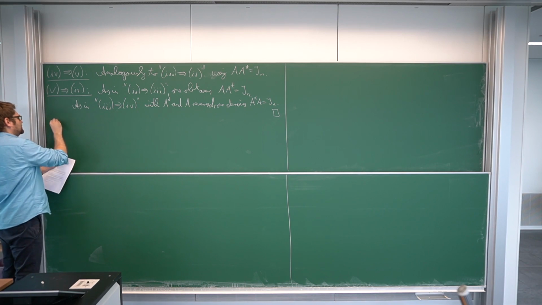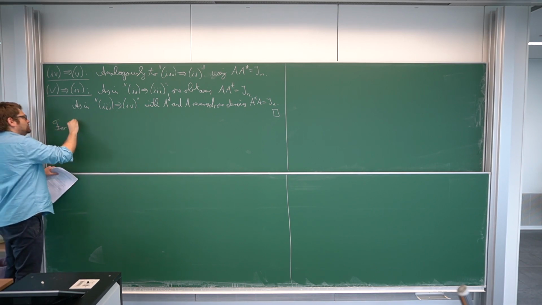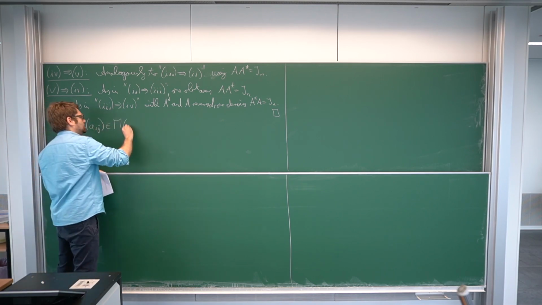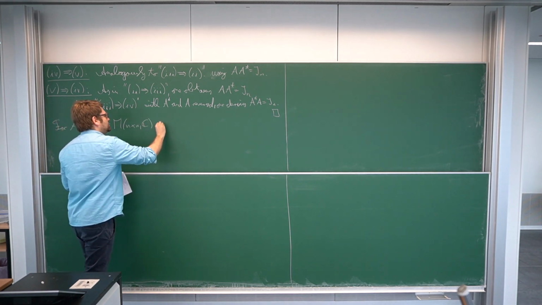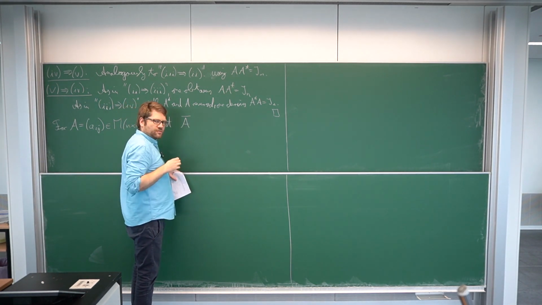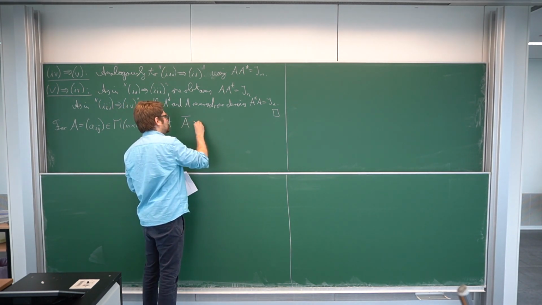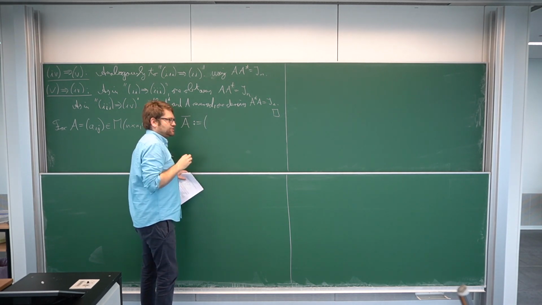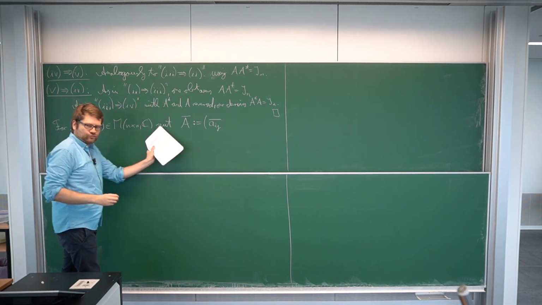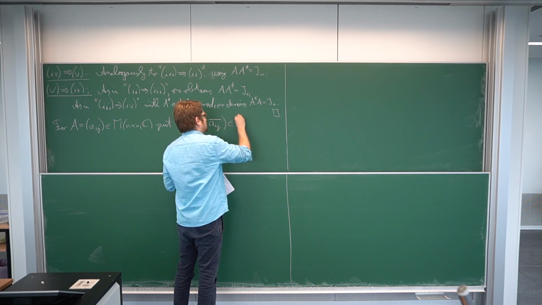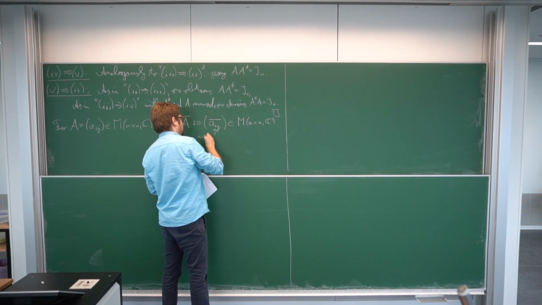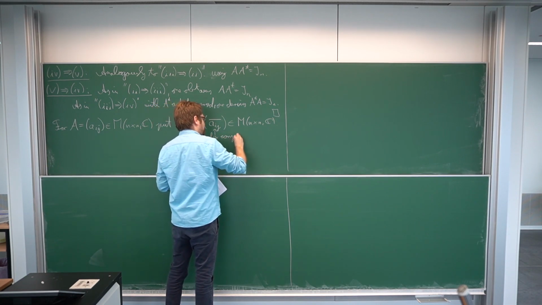So given a complex n by n matrix A with entries a_ij, we put the following: A with an upper bar, which should indicate complex conjugation. It's just the matrix where each entry is the complex conjugate of the entry of the matrix A. So just entry-wise complex conjugation.